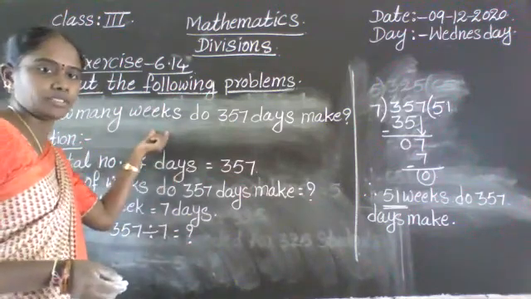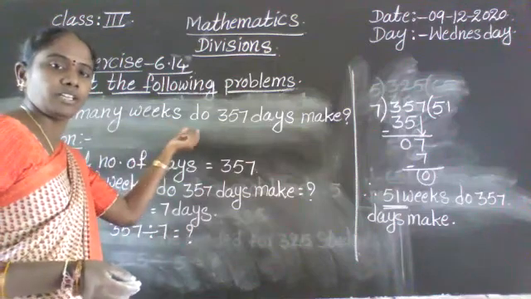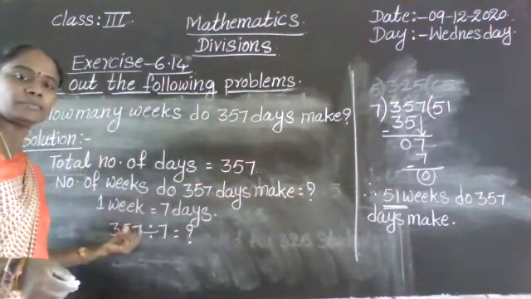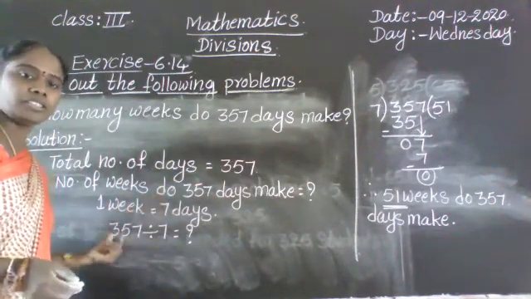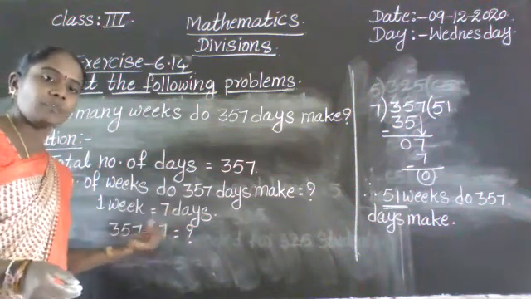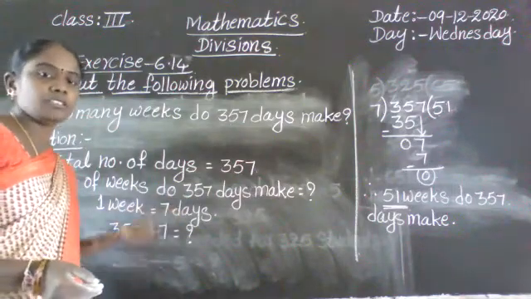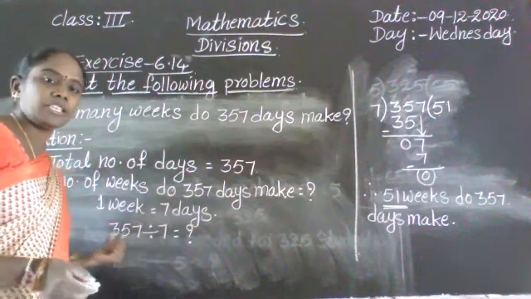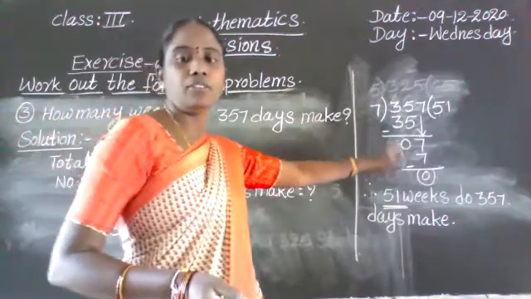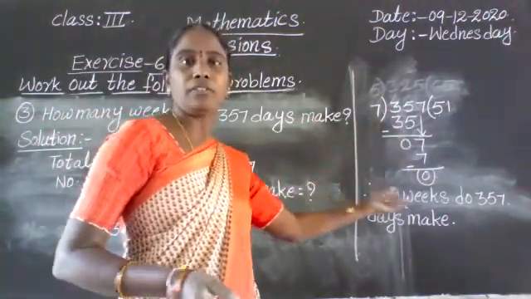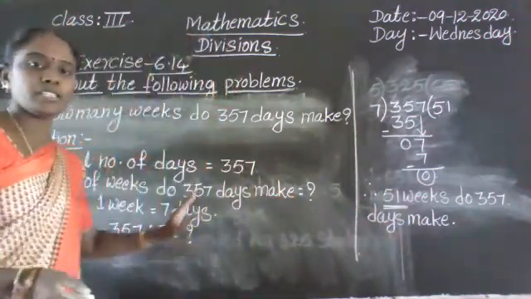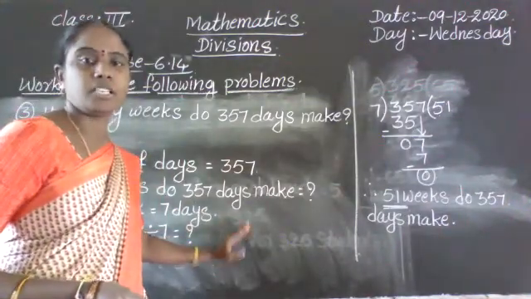Next, what do we have to find out? How many weeks do 357 days make. Then how can we find those weeks? We have to do division. 357 divided by 7. Where is 7? 7 is not given in the question. But 1 week equals 7 days. So we have to do division with 7. 357 divided by 7. What is the quotient? 51. What is the answer also? 51 weeks make 357 days. Okay? Did you understand, children?